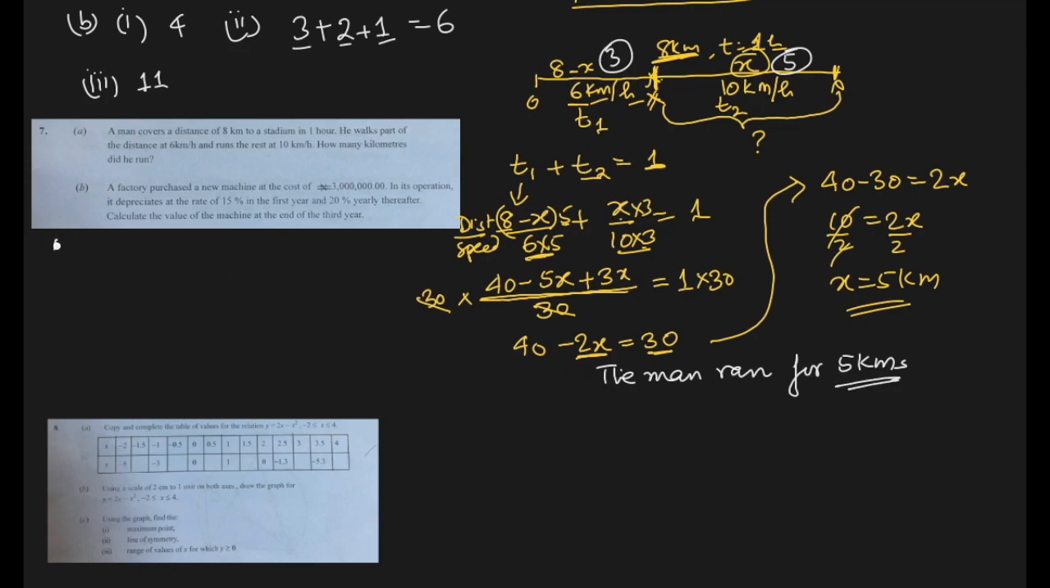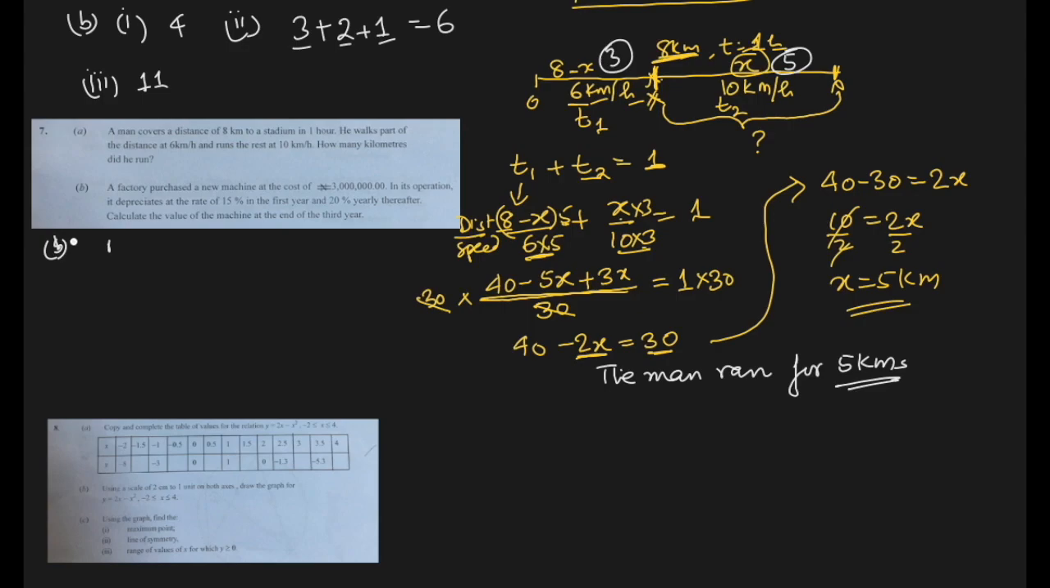Alright, B part. A factory purchased a new machine at the cost of 3 million naira. In its operation, it depreciates at the rate of 15% in the first year and 20% yearly thereafter. Calculate the value of the machine at the end of third year. So let's visualize this also.